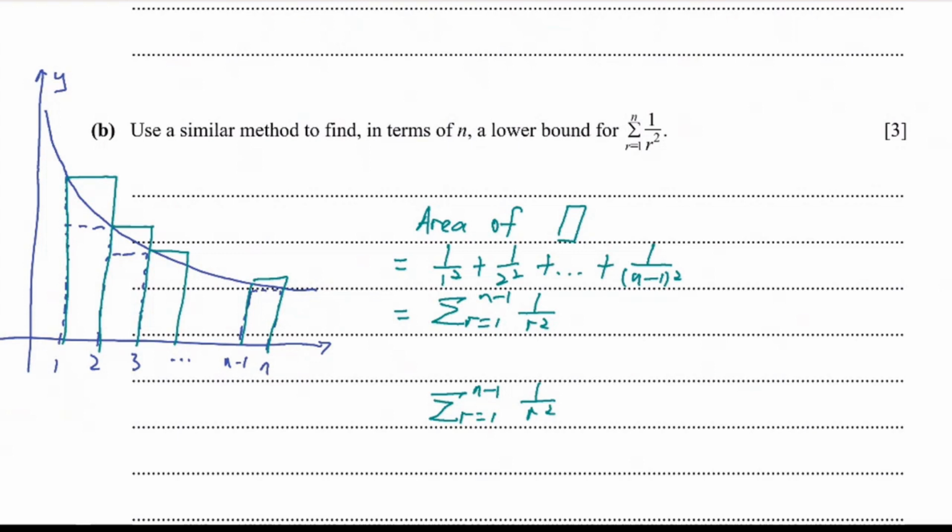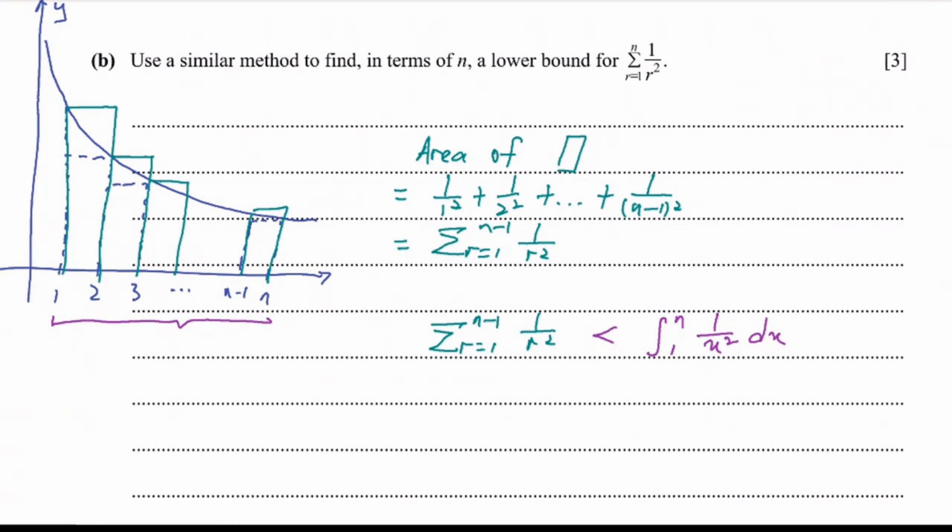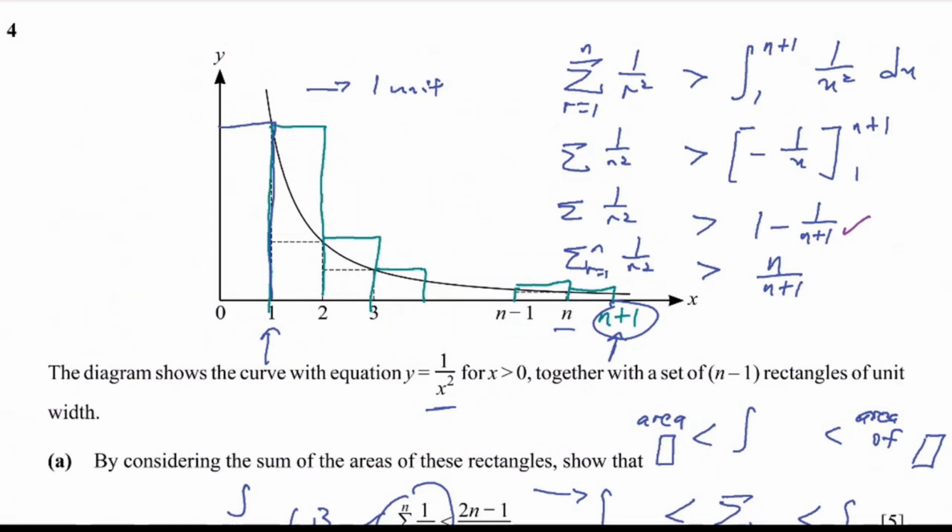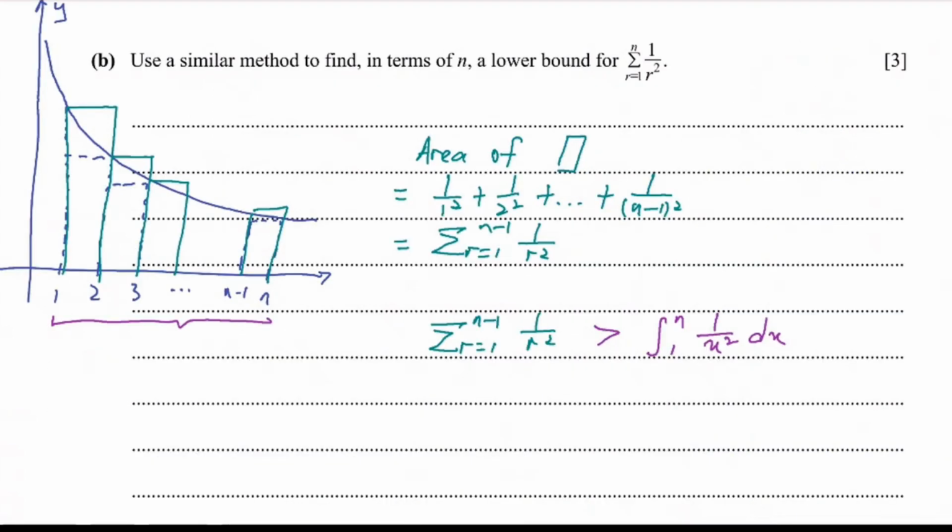So with this set of rectangles, the area that we're going to compare is just between 1 and n. Okay, the good thing about this is that we don't need to do the integration again because we already have this information earlier. We already integrated from 1 to n, and we know that it is 1 minus 1 over n plus 1, but we are still having this.